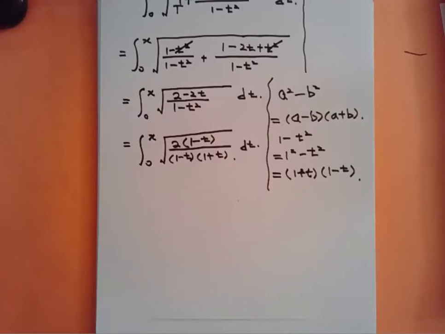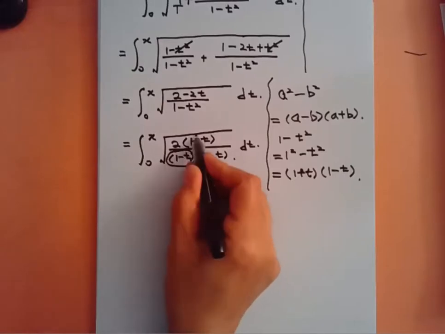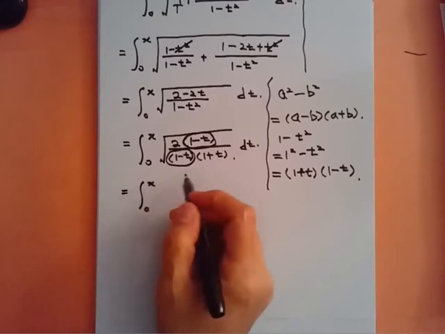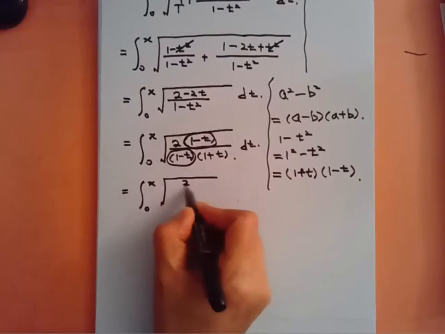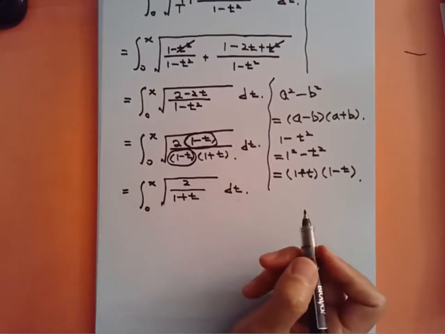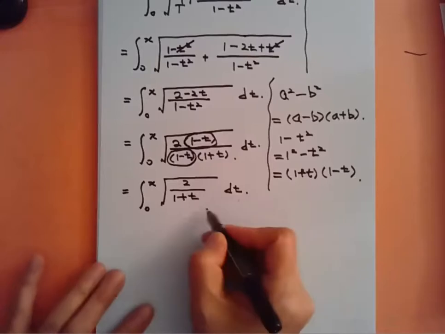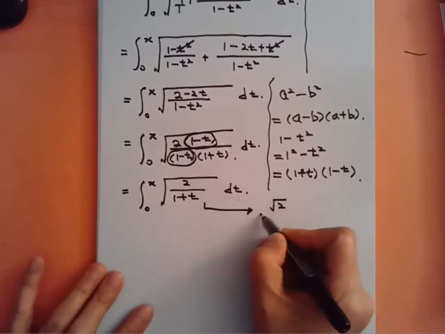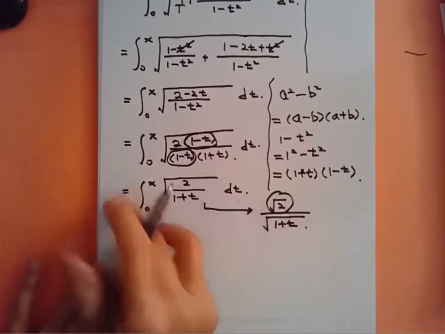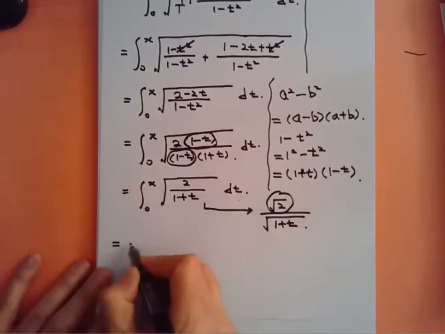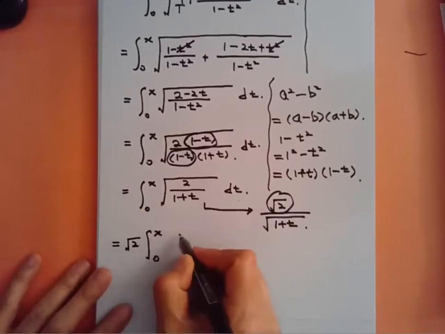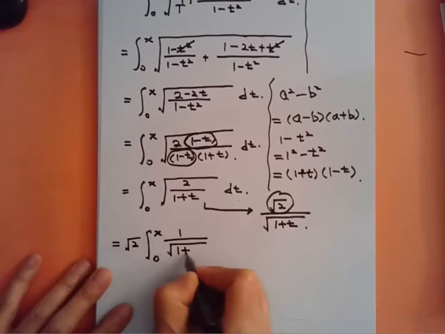Okay, so these two are the same, so we cancel those out. And then we have integration 0 to x square root of 2 over 1 plus t dt. So this part can be written as square root of 2 over square root of 1 plus t. And this number can be written in front of the integration. So we can write it down as square root of 2, integral 0 to x, 1 over square root of 1 plus t dt.